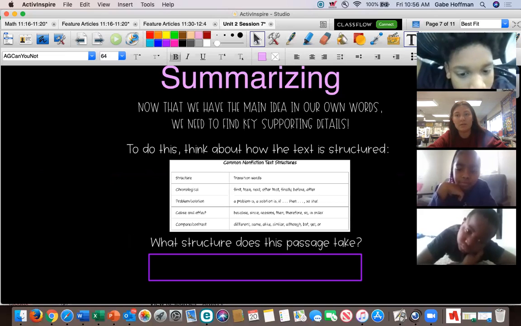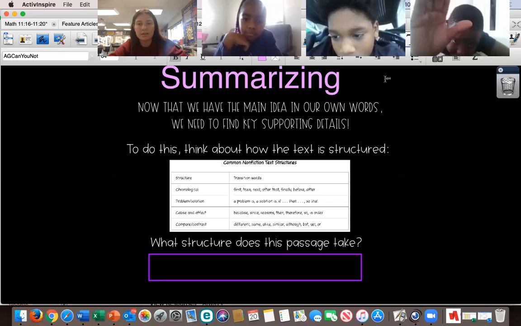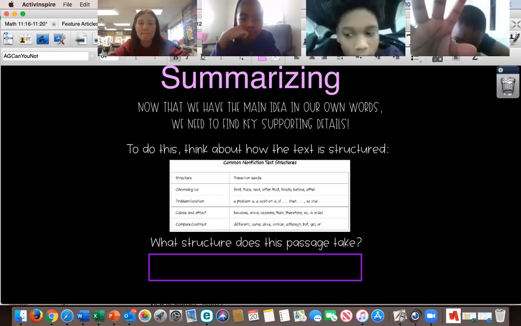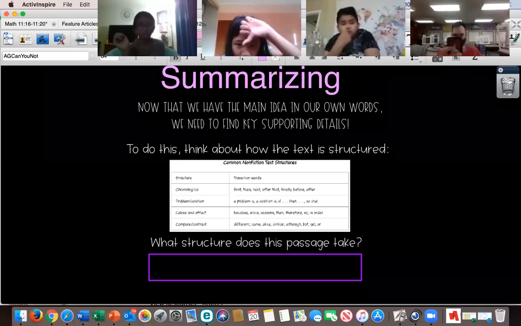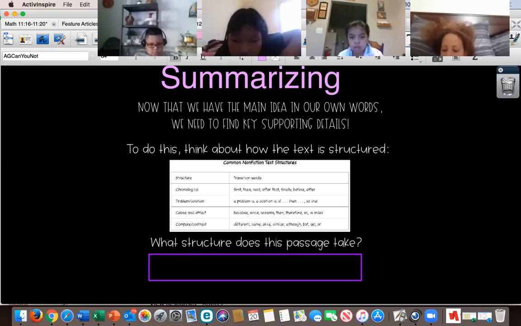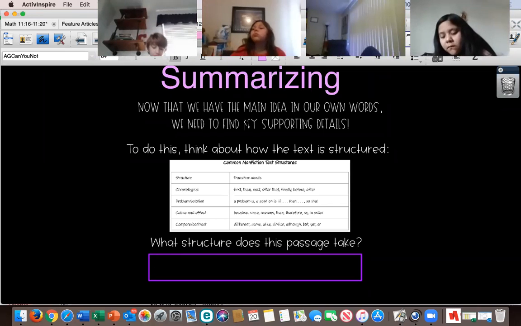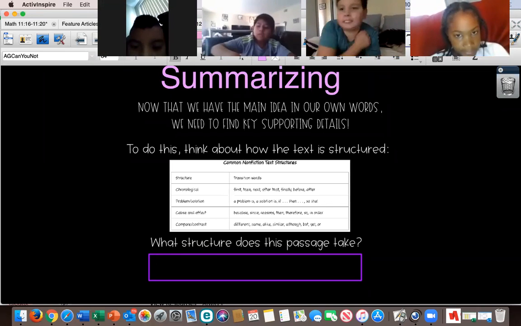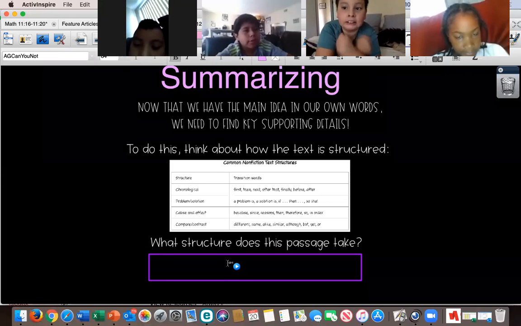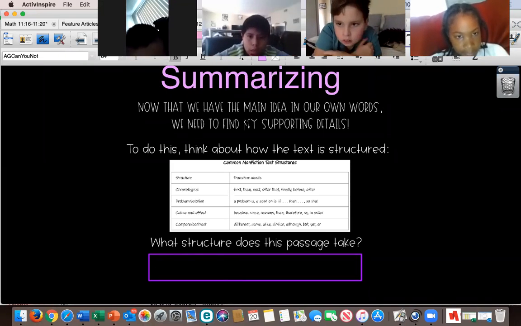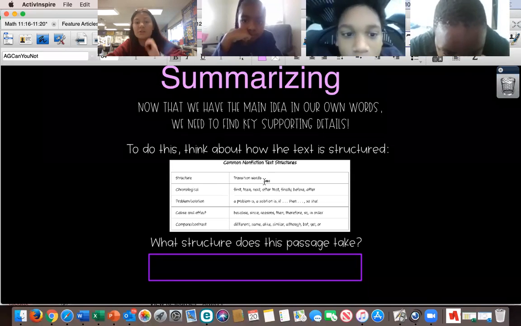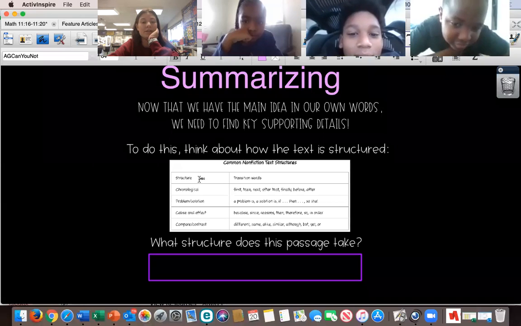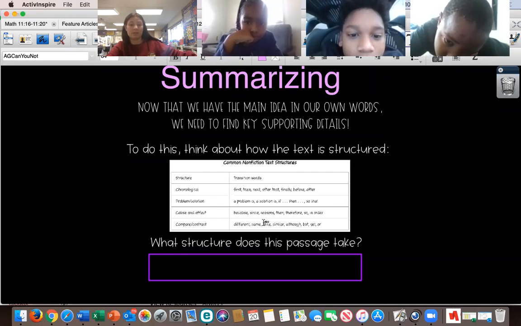Who can tell me what the structure is? What do they think the structure is? Somebody I've not heard from. Marvin, what do you think the structure is? Transition words. Transition, this is the title of this little thing. So here it says the structure. So below structure, it's all the different structures. And the transition words are under here.